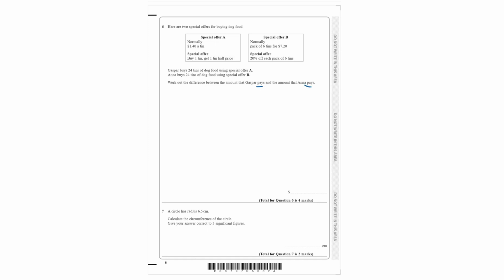That simply means that Gaspar will get a higher value and we simply subtract Anna's value. So we can see here that for Gaspar, he buys 24 tins. So we know it's 24. And it's $1.40 per tin. So we multiply by 1.4. However, we can see here that the special offer is buy one tin, get one tin half price.